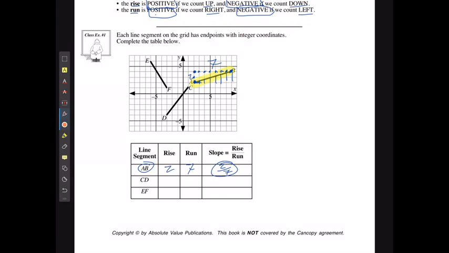If I'm looking at example CD, to get from one point to the other, I had to go up by 1, 2, 3, 4, 5. And I went to the right by 1, 2, 3, 4. Which means that I had a rise of 5, I had a run of 4, or a slope of 5 over 4.